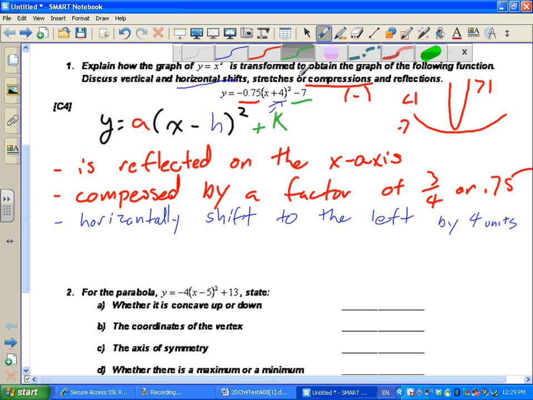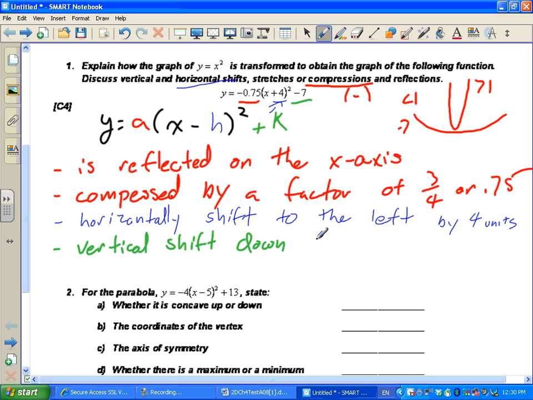And finally, k. This is talking about vertical shift downwards because it is negative, by 7 units.